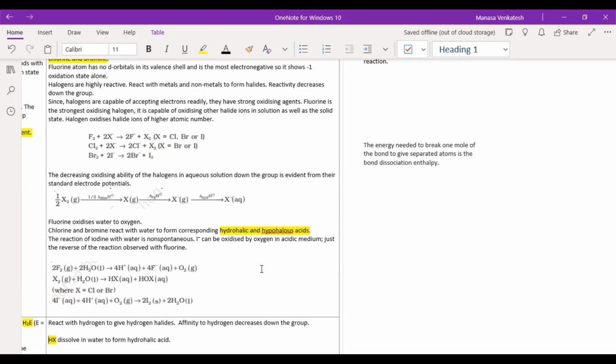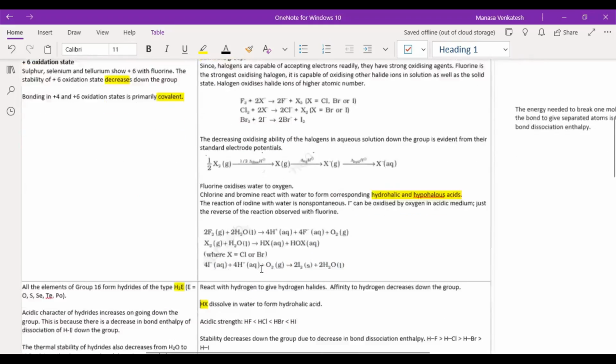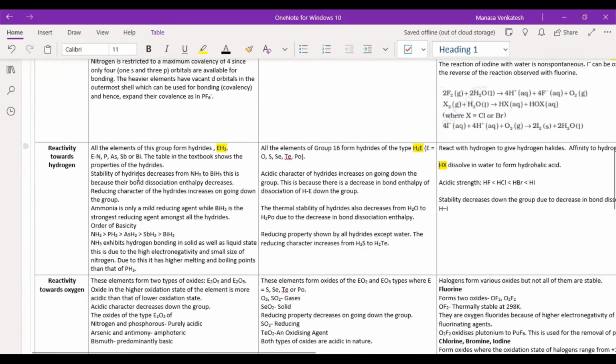So the bond dissociation enthalpy for the longer bond is actually lesser than that of a shorter bond. Just remember that. So let's start. Stability of hydrides is obviously going to decrease as we go down the group. This is because the bond dissociation enthalpy decreases. Now, this also implies that the reduction power of these hydrides is going to increase as we go down the group. Ammonia is just mildly reducing, whereas BiH3, bismuth hydride, is actually a very strong reducing agent amongst the lot.